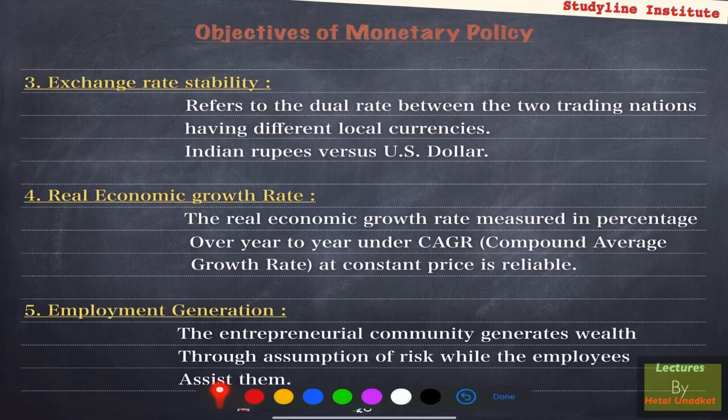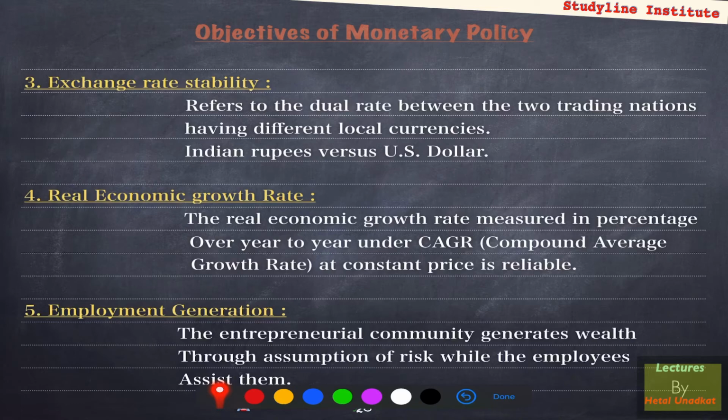The third one is exchange rate stability. Everyone knows our Indian rupees के सामने US डॉलर और US डॉलर के सामने हमारा इंडियन करेंसी कितना है, where we are exchanging from one currency into another currency of a country. Two trading nations have different currencies. So if we want to purchase something from USA or any other country, we need to pay in their currency. So the rate stability होना चाहिए जो हमारे पास, वो कहाँ से आएगा? Through the objective of monetary policy.